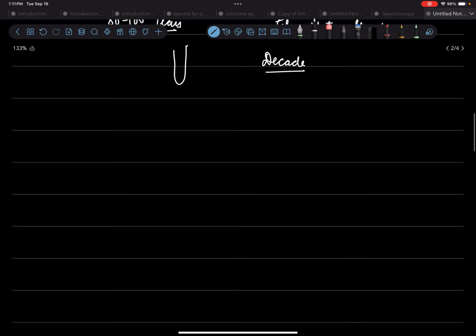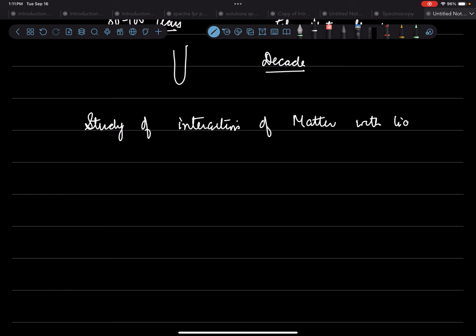Now, what is spectroscopy? It is basically the study of interaction of matter with light. I am saying light, but the actual word here should be electromagnetic radiation.